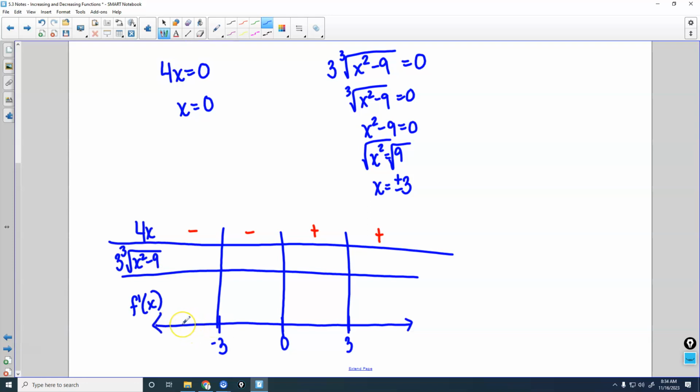So if I have -4 squared, right, that'll give me 16 minus 9. That's going to be positive right there. If I pick something in here like -1, -1 squared would be positive 1 minus 9. That's going to be a negative right there. Same thing is going to happen if I plug in a positive 1. 1 squared minus 9 is still going to be negative, so I'll get a negative there. And if I plug in a number bigger than 3, like 4, 4 squared minus 9 is going to be positive for that.